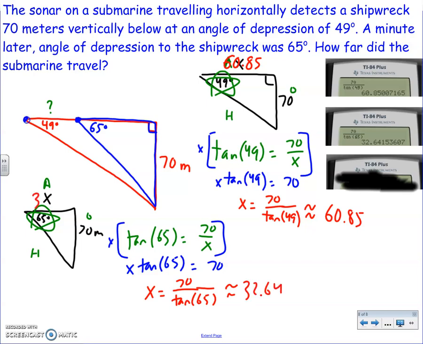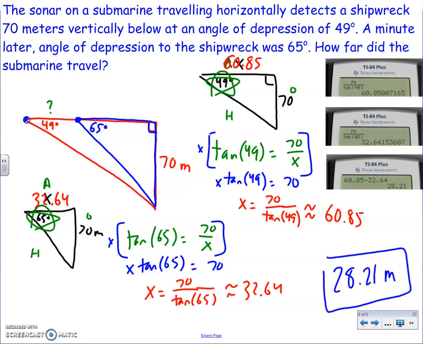So this is 32.64. To find the difference, we just subtract. So at the very end, I'm going to type this in the calculator. 60.85 minus 32.64. Final answer is 28.21 meters. So in that 1 minute, it moved 28.21 meters.